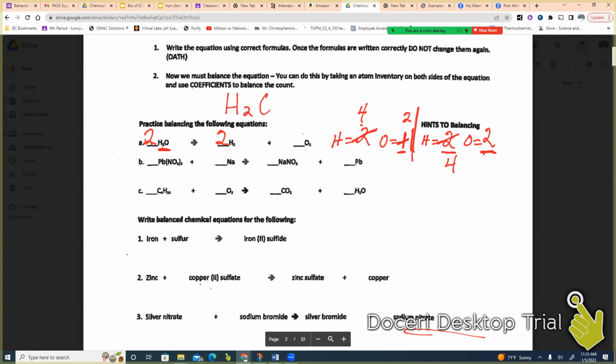I have people who like to do this. They say, okay, I need 2 oxygen. So they like to come and try to put that coefficient in the middle of the formula. You cannot do that. Coefficient has to go at the front. All right, any other questions on that one?